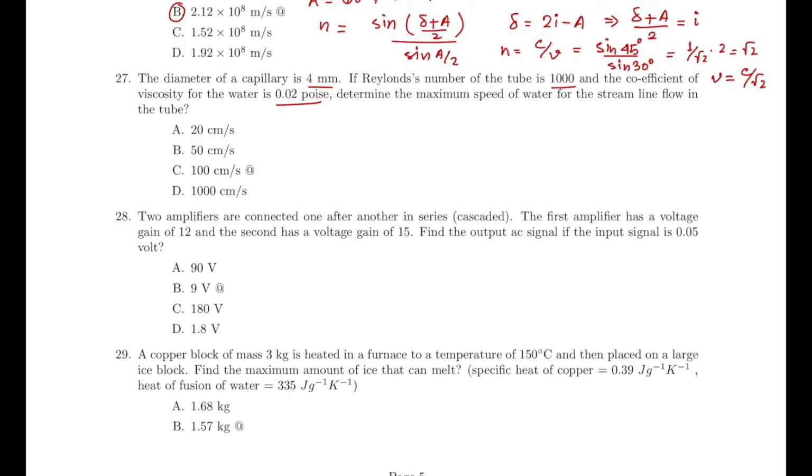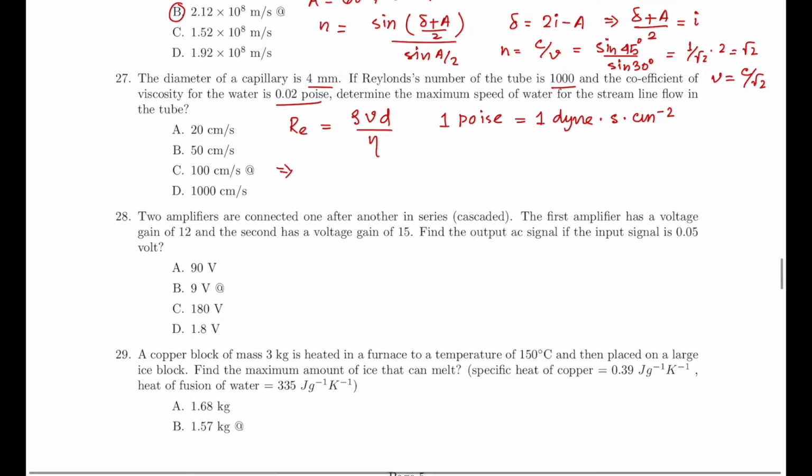So as we know, for maximum speed, the Reynolds number would be equal to density of water times the speed times the diameter d divided by the viscosity. Here viscosity is given in poise. 1 poise is 1 dyne second per centimeter squared, so this is in CGS units. So I have to put everything in CGS units.